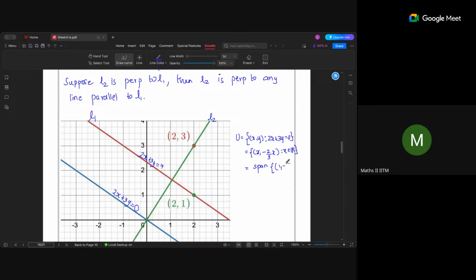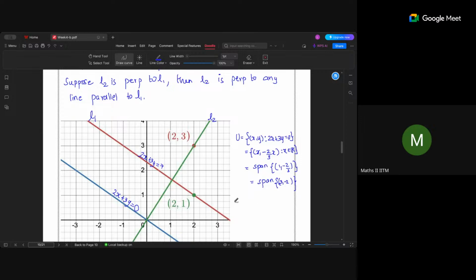So you see that it is the span of 1 comma minus 2 by 3. Just for computational purposes, what vector can we choose instead of this fraction? If I don't want a fraction for easier computation, what is the vector I can choose? 3 comma minus 2. You can multiply with a scalar which nullifies this denominator, right? For example, if you multiply with 3, you get this.